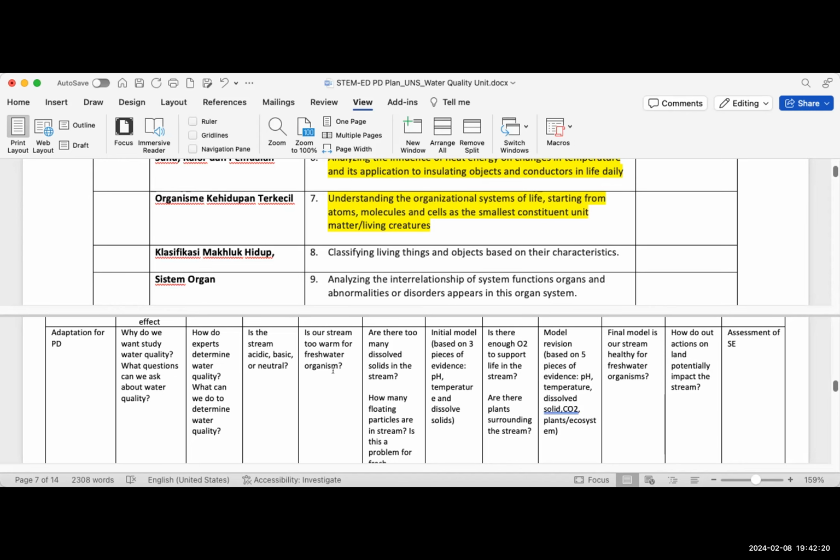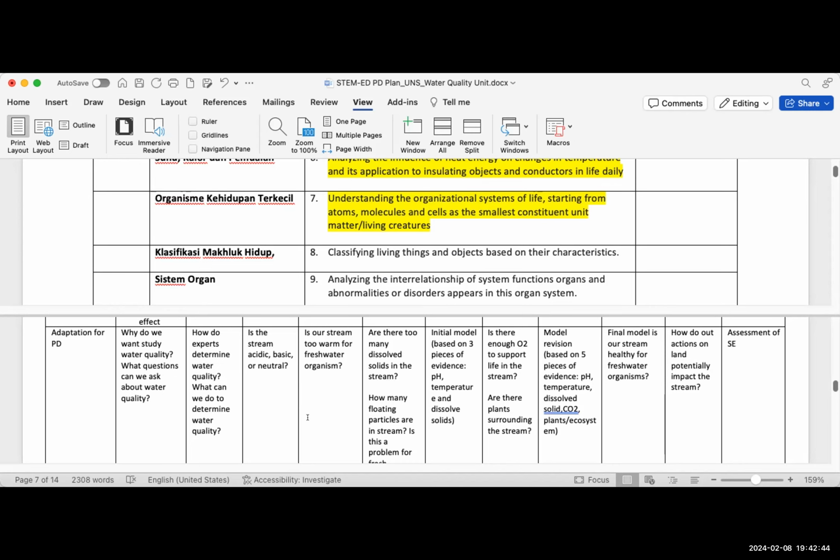So the next is we just put pH and then the temperature and the solid in one consecutive unit. Then after that, they start to do the initial model. Is it okay? Or do you have any suggestion for doing this?